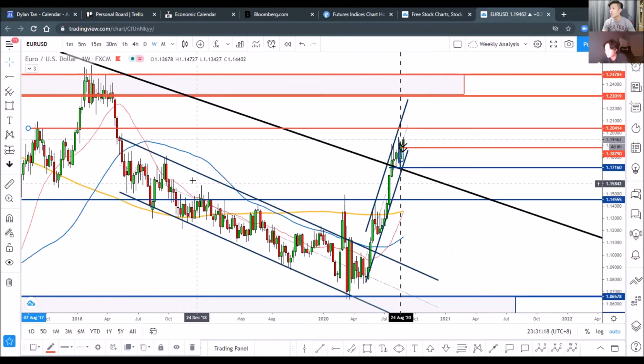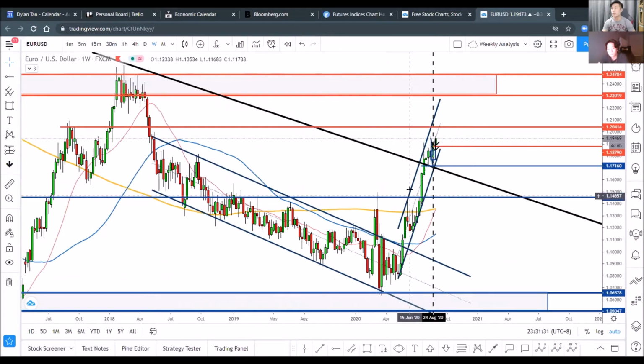So at 1.20, 1.20 is definitely a psychological price level as well. So definitely that will make a very good target if we are going to buy the euro dollar again. That's where you want to take profit, and very likely there will be a pullback, just like a dollar. Maybe it can happen this week, it can happen in the next couple of weeks as well.